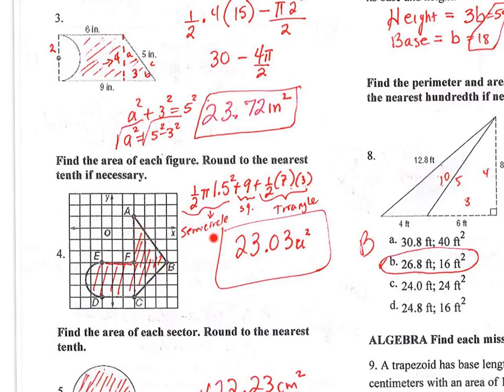So the semicircle is 1/2 pi times the radius squared. The diameter is 3, so half of 3 is 1.5 squared. Plus the square is 3 times 3, so that's 9. And the triangle, the base is 7, the height is 3, so 1/2 base times height. You put all of this in the calculator, and that gives you 23.03 square units. So that was number 4.